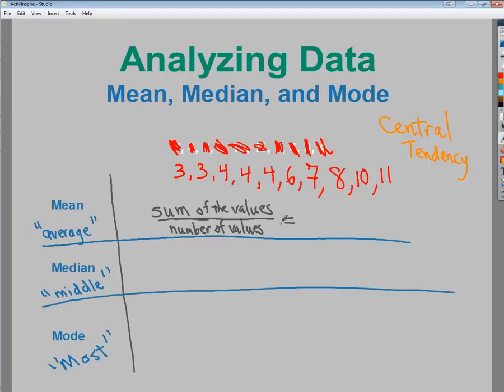So if I did 3 plus 3 plus 4 plus 4 plus 4 plus 6 plus 7 plus 8 plus 10 plus 11. And my suggestion is if you're typing it in this way in a calculator, you just make sure that you have everything the way that you want it. So go back through and look at them, and it's supposed to be a 10. Go back through and make sure everyone's there.